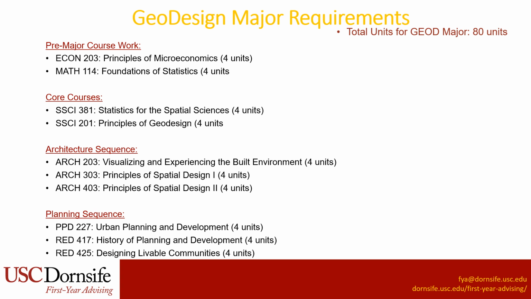The core courses are going to be those two spatial sciences requirements for 8 units. The architecture sequence is comprised of 12 units, and the planning sequence is also comprised of 12 units. What's really nice about this major is it's very interdisciplinary, not only across Dornsife, but also across different academic units at USC. So you're going to get a wide array of different experiences designed to really complement your geodesign major.